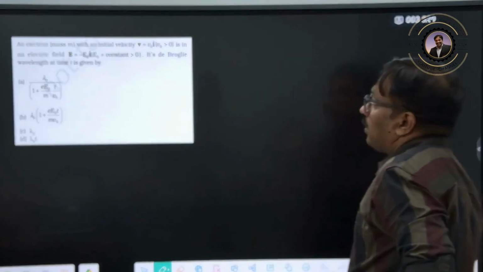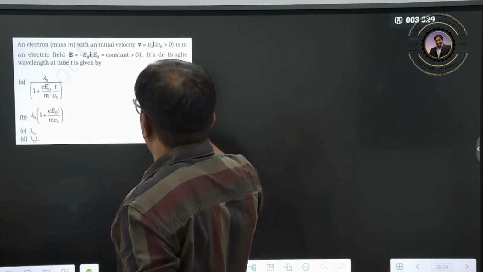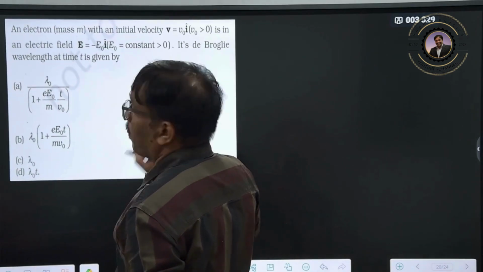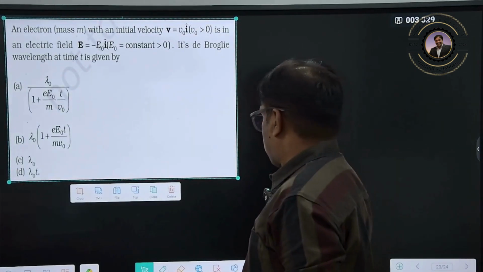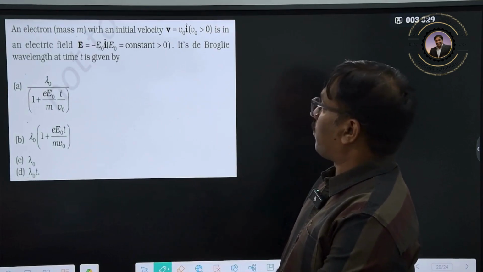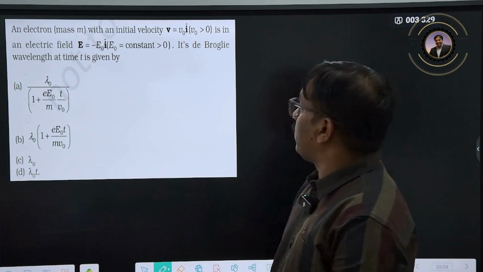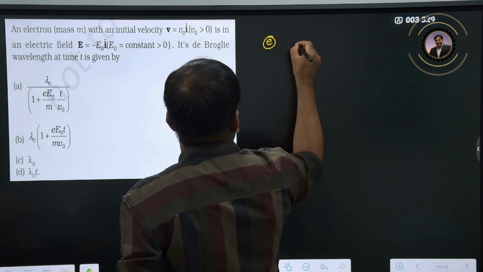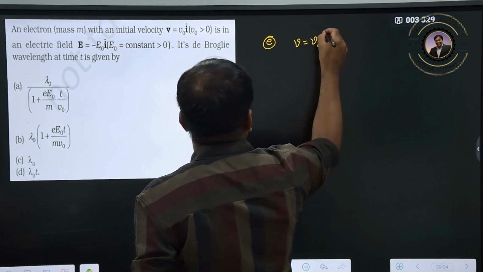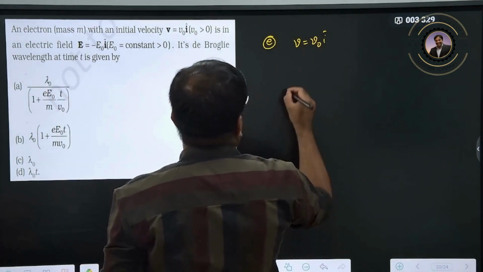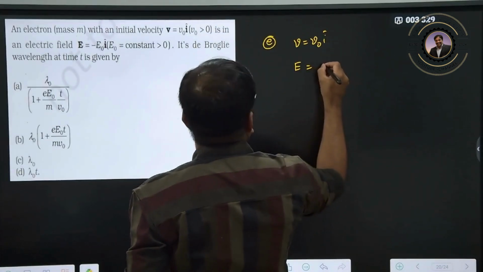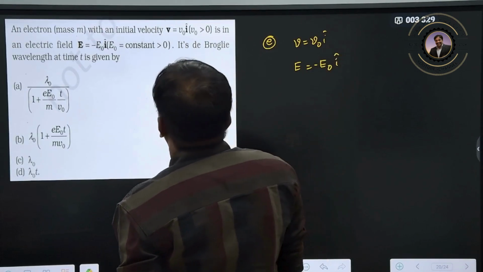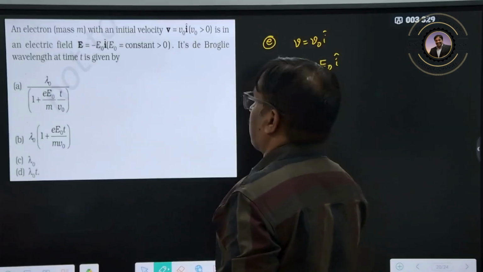Let us see this one now. This is one of your NEET and JEE Main questions, very important. An electron of mass m is moving with a velocity v naught in the i cap direction. The electron charge is negative. It is in an electric field E equals minus E naught i cap. We want to calculate its de Broglie wavelength as a function of time.